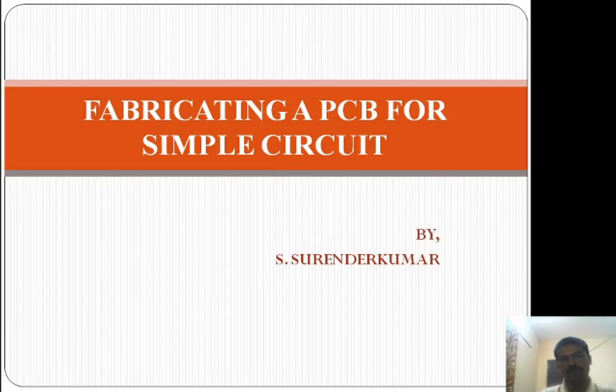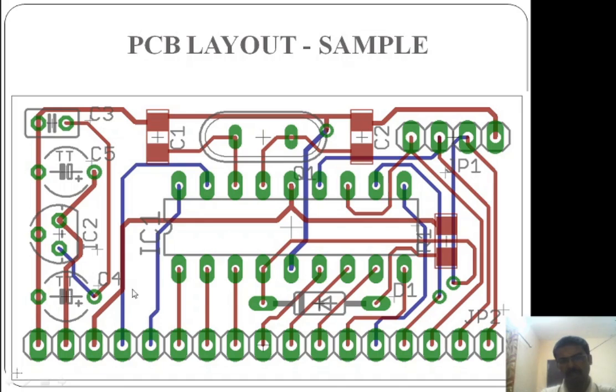Next, fabricating a PCB for a simple circuit. Whatever circuit we have seen in the previous part, we are going to manually fabricate. These kinds of circuits and some other complex circuits cannot be fabricated manually, so there are lots of automations and lots of processes.